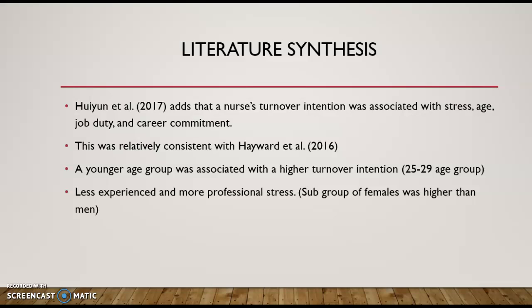In this particular article, a younger age group was associated with higher turnover intention. This was due to the nurses feeling less experienced and dealing with more professional stress. In particular, a subgroup of females in this age group were higher than men to leave due to the implications of maternity leave and the expectations of the culture.